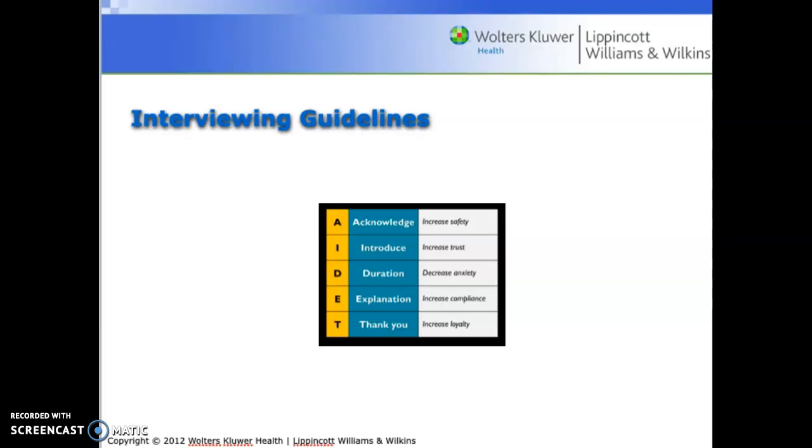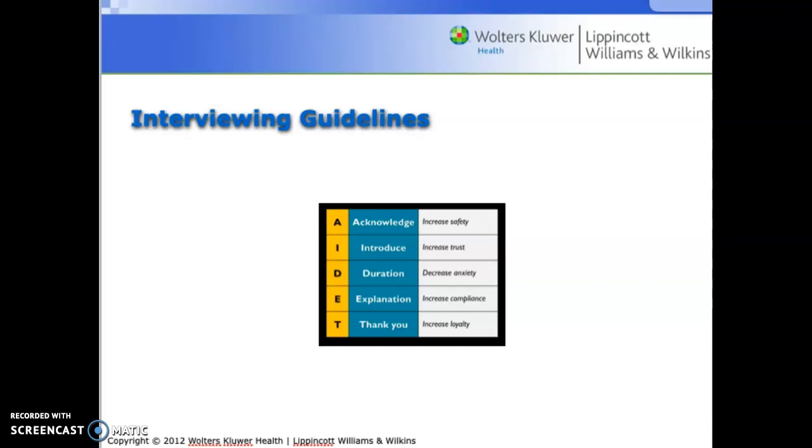AIDET is a really good tool that a lot of hospitals and healthcare systems use to communicate effectively. It's an interview guideline: acknowledge, introduce, make sure you state the duration, explain your process, and thank the patient. That will increase safety. You want to build trust when you introduce yourself and your duration of the talk. Of course, I talk about that, 15 minutes potentially, depending on what situation you're in. And then increase compliance by explaining who you are and why you're there.